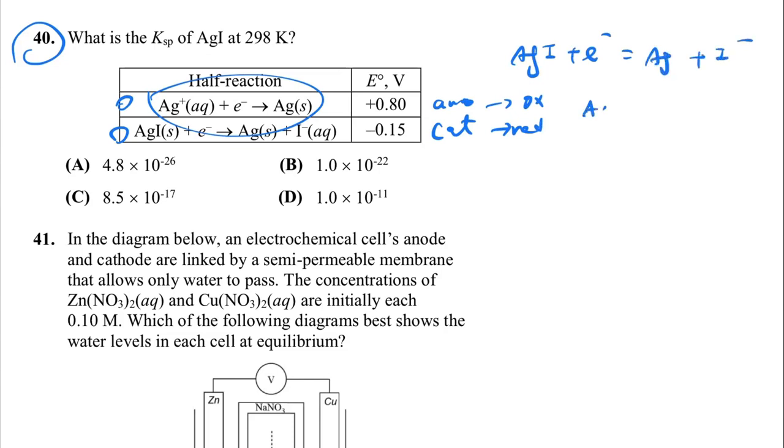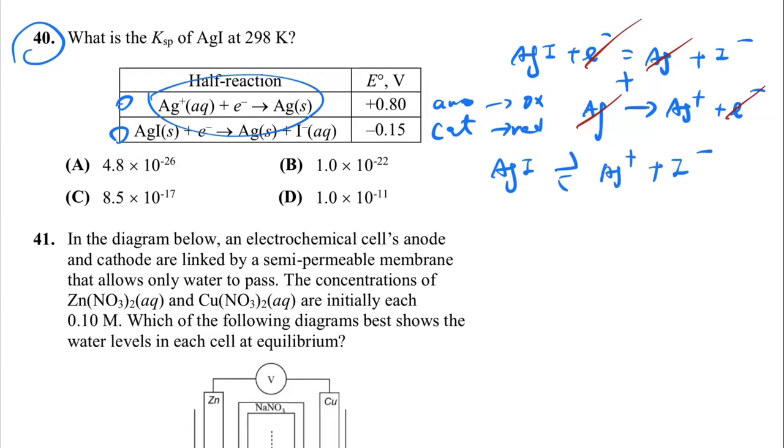The first one will flip it, Ag changes into Ag plus plus electron, and then you add these two half reactions together, you will see the Ag and Ag are cancelled, electrons are cancelled. You get AgI changing into Ag plus and I minus. This is exactly what you need for Ksp, right? So the interesting story is we use two half reactions and get a non-redox reaction. This is the magic of measurement of the Ksp by using the electrochemical method, right?